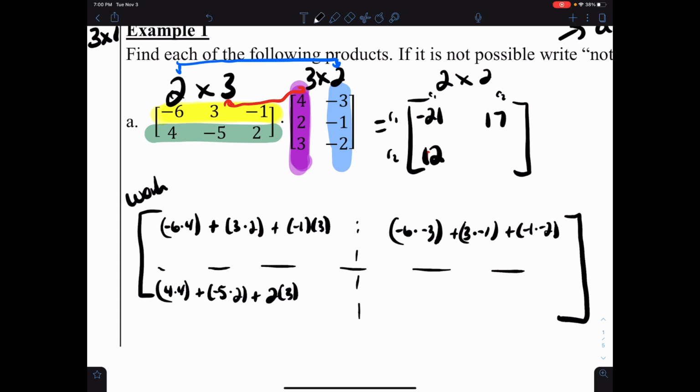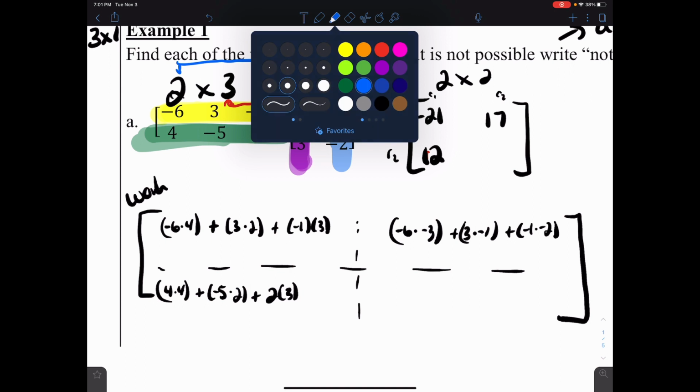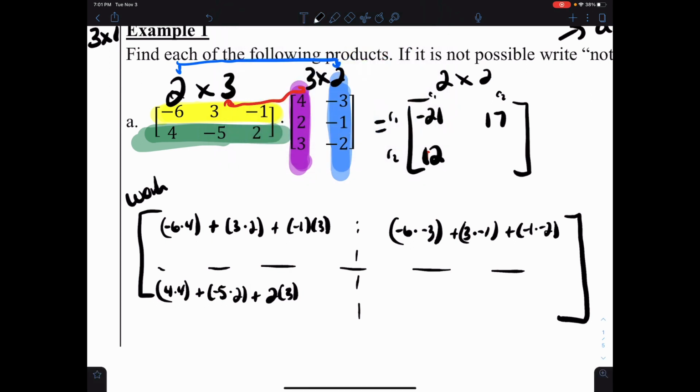And then the last thing that we would do to figure out row 2, column 2, is we would take row 2, right, which is there, and multiply it by column 2, which is there. So 4 times -3. And then we'd add -5 times -1. And then finally 2 times -2. And when we add up all those products, we're going to get the answer of -11.